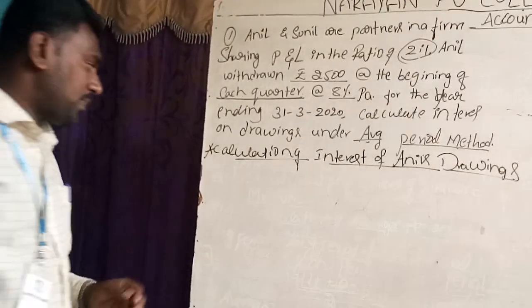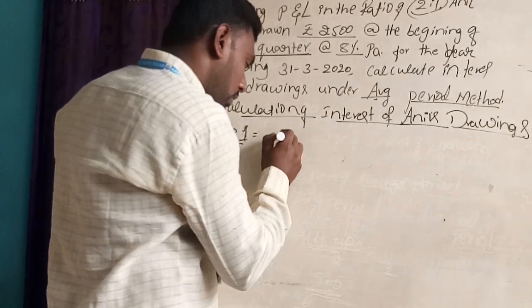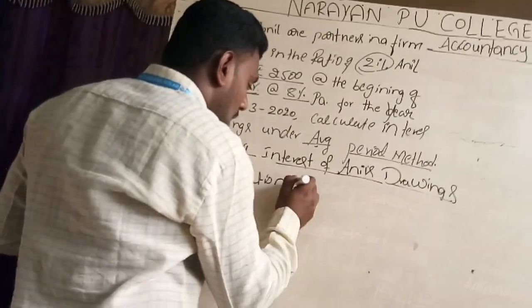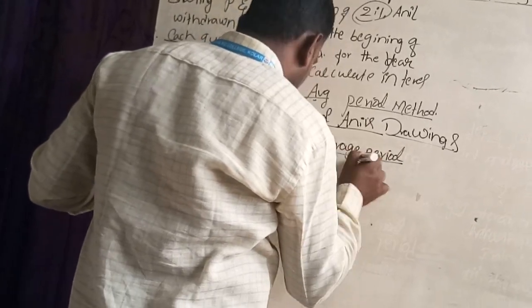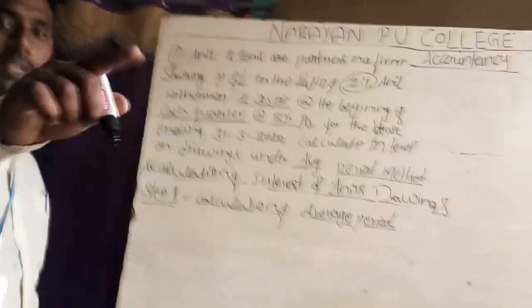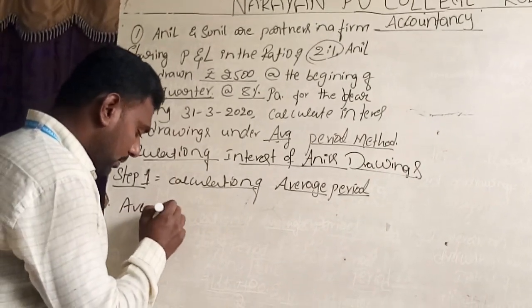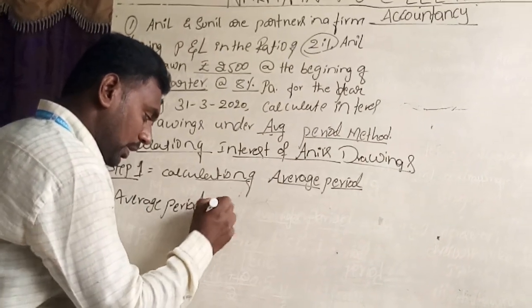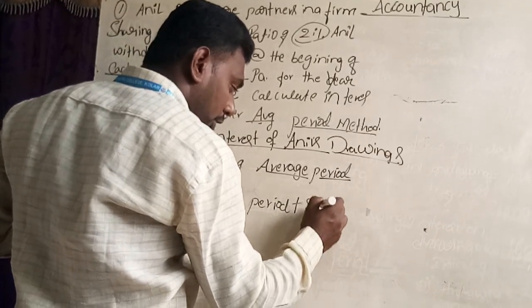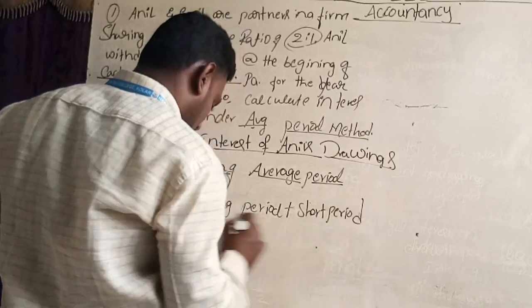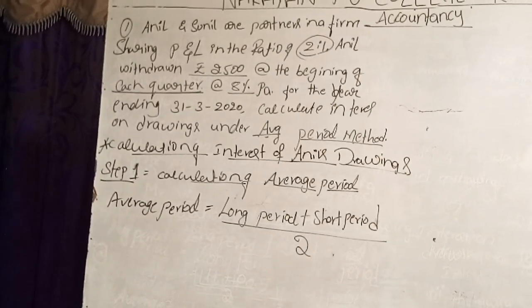Calculation of interest on Anil's drawings has again three steps. Step one, calculation of average period. For this, we have one formula: average period is equal to long period plus short period divided by 2. Long period plus short period divided by 2. So this is the formula.